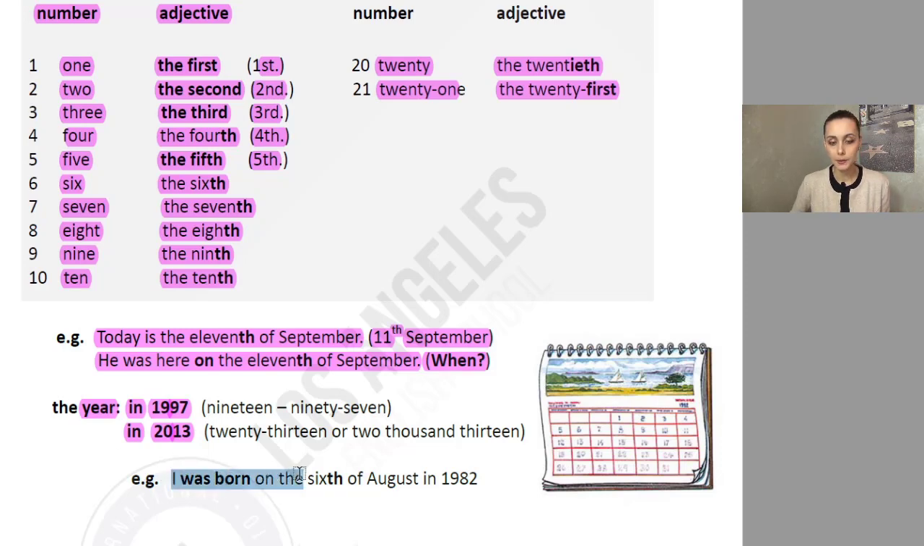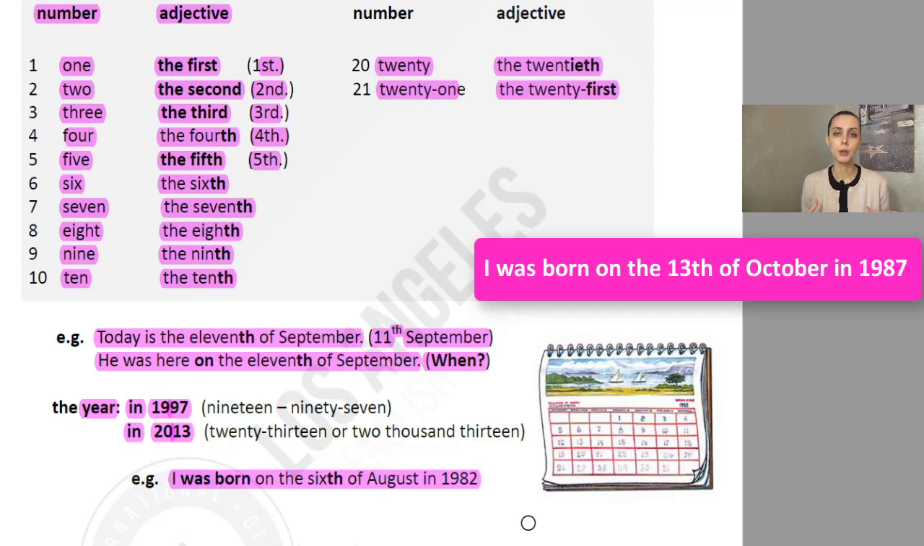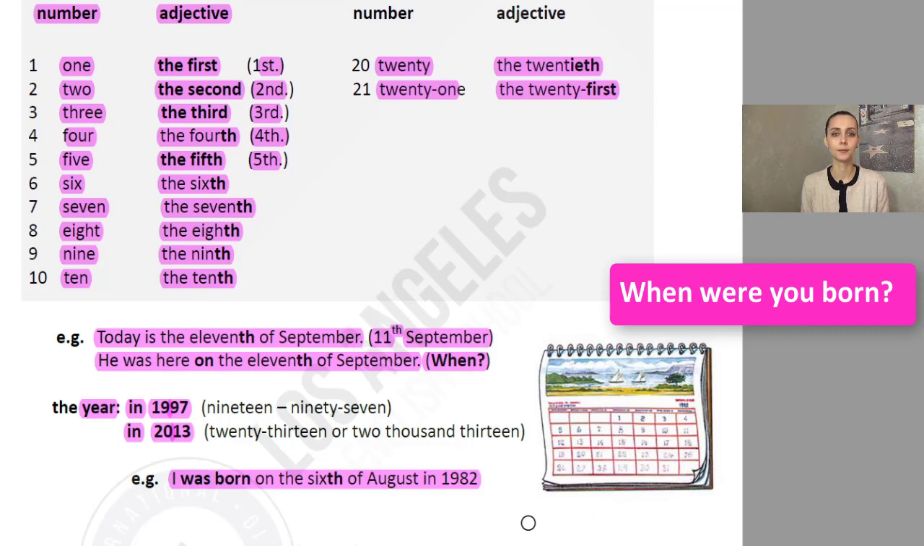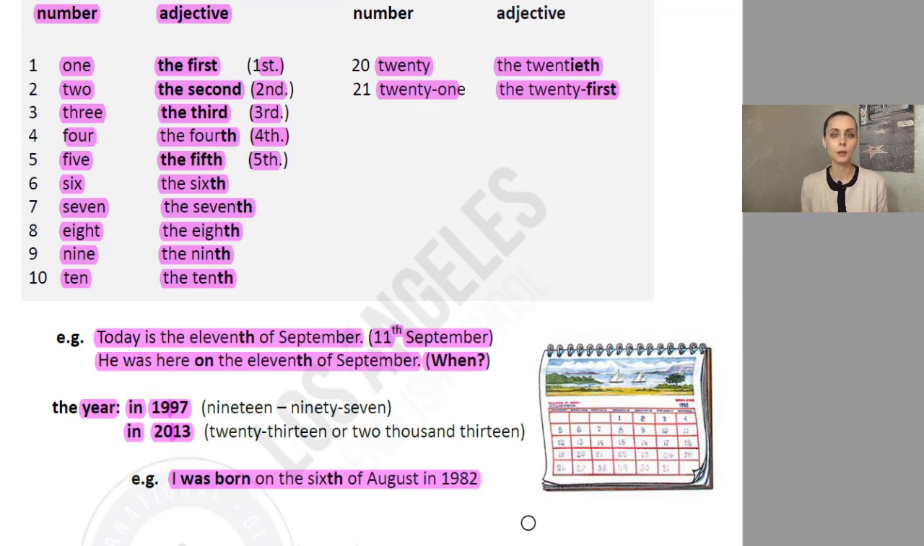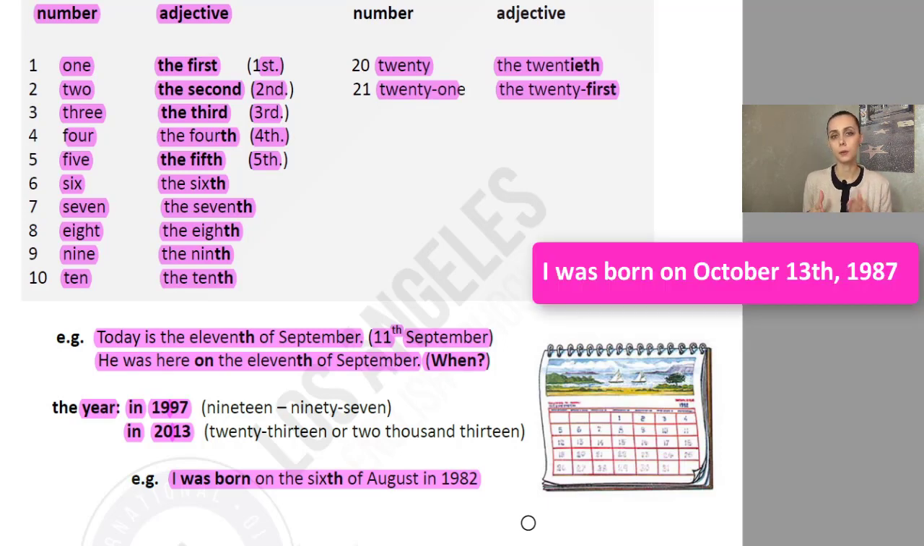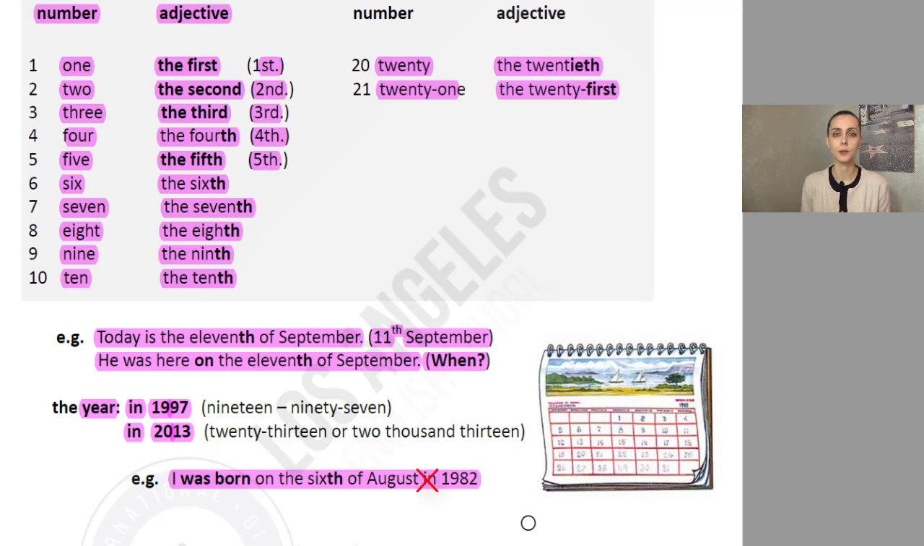Okay, so here is an example. I was born on the 6th of August in 1982. So this is the first version, one of the versions how you can say it. So let's practice. I was born on the 13th of October in 1987. When were you born? Great. Another version, you can say, I was born on October 13th, 1987. So you don't need to say in, you just can say the year.